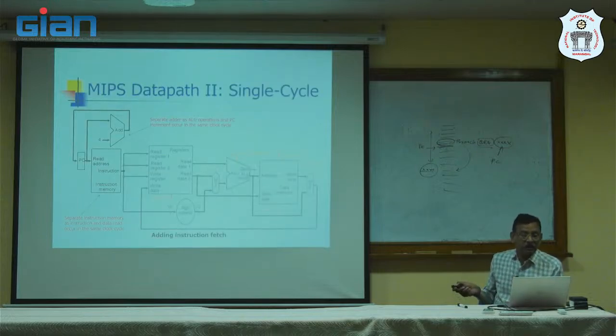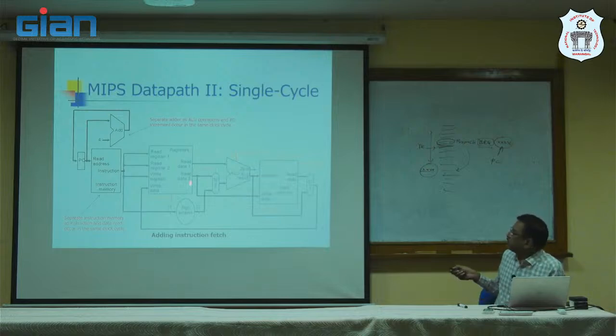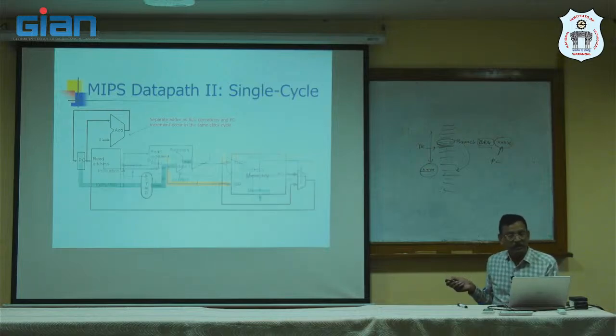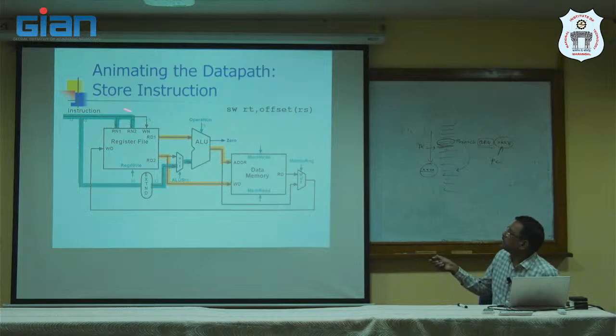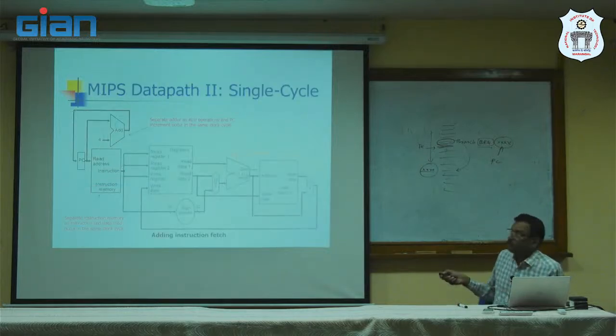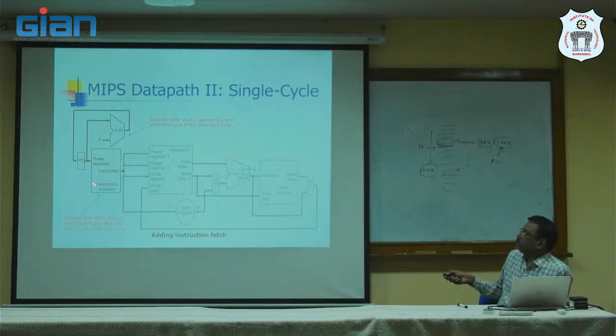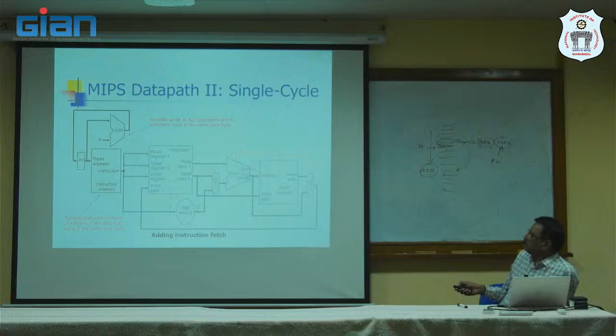Next is instruction fetch included. Just now in the previous one we had not added the instruction memory. Assume that the instruction is coming from somewhere. Then you can add the instruction memory. This is the instruction memory, the program counter, the incrementer. This is the register file. Then this is the data memory. This is the ALU, and these are the multiplexers. This is adding instruction fetch.